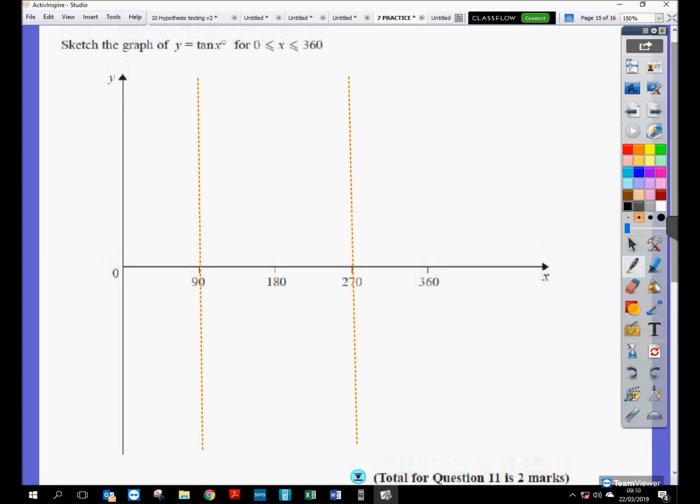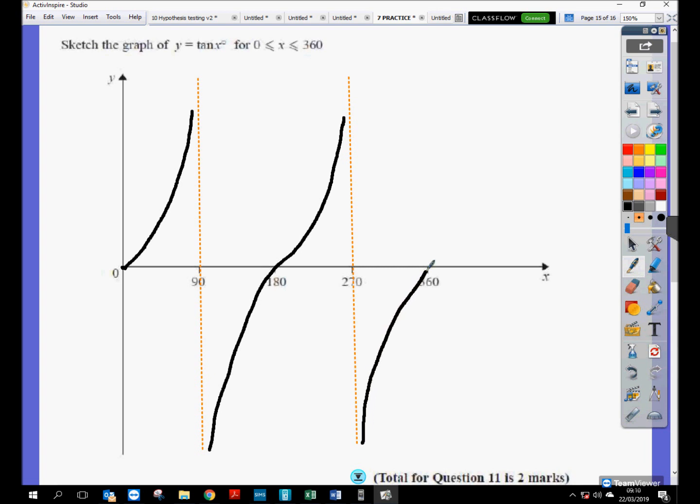I'm going to draw a sketch of the graph, which looks like this. Tan of 0 is 0. It approaches positive infinity at 90. After 90 it starts down here at negative infinity. Crosses at 180. Approaches the asymptote. Make sure it doesn't cross. And after this asymptote, which is a dashed line, it starts at negative infinity, and tan of 360 is 0. This kind of shape. You do not need to label the y-axis.